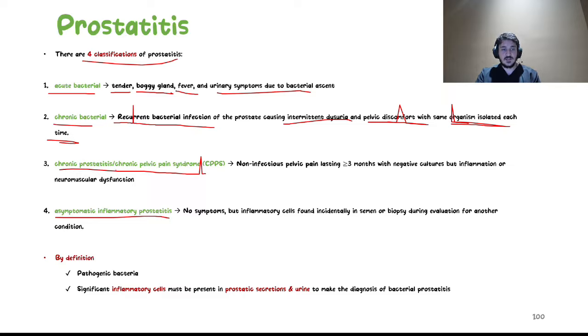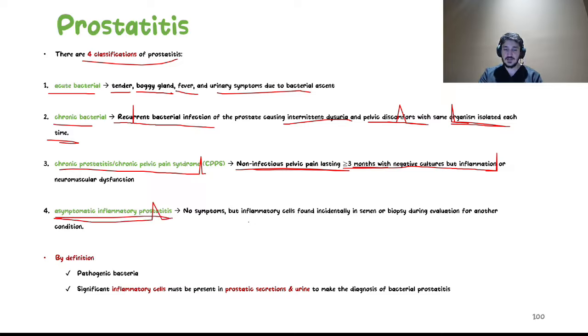Chronic prostatitis, or chronic pelvic pain syndrome, is not an infectious disease, it's an inflammatory disease, and it lasts more than 3 months. The culture is negative, but there is inflammation. The patient complains of pain in the pelvis, or pain with sexual intercourse or with urination, but there is no positive culture.